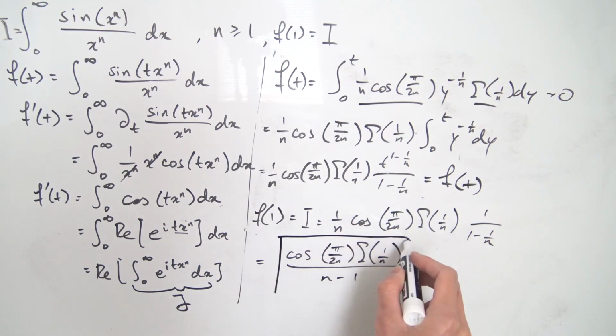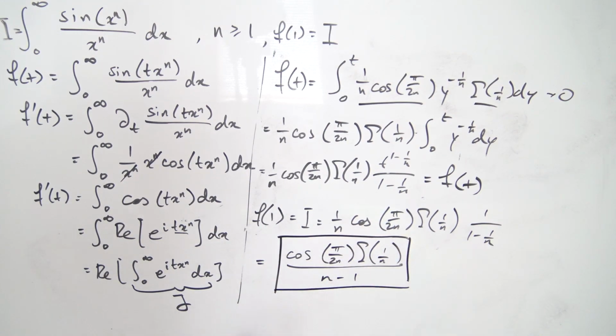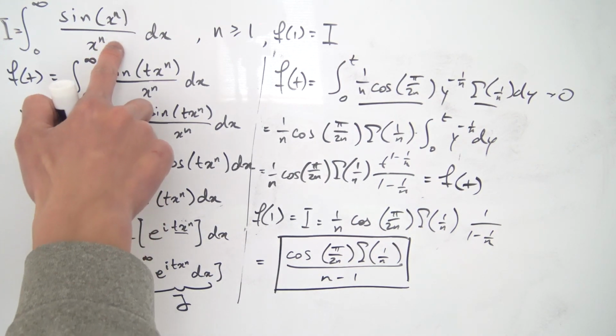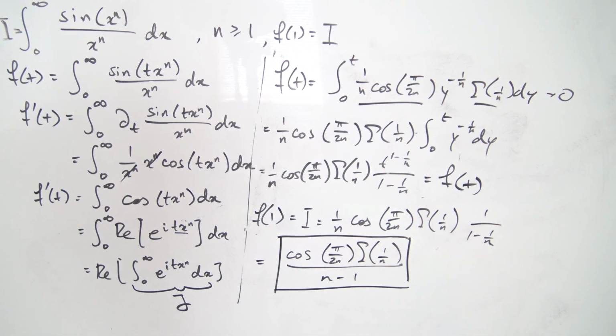That's our final answer for today's integral. Let me just check my notes, make sure that that's actually the right answer. I don't want to mess this up. And yes, it is the correct answer. So that's quite a complicated expression right there. We've got a gamma function there and everything. But yeah, that's the solution to this kind of generalized Dirichlet integral. So you can plug in any value of n, and you get the value for that specific integral.